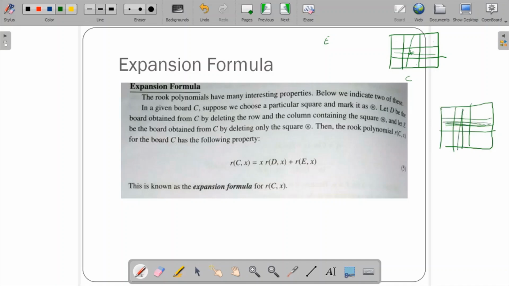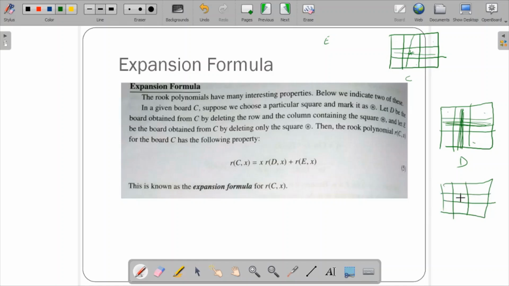Remember this shaded part, right? Only 1, 2, 3, 4 will be considered. For that you again apply the same Rook polynomial concept, but this is D. Remember that this is D. Whereas E is excluding only the star. Same 1, 2, 3, 1, 2, 3.